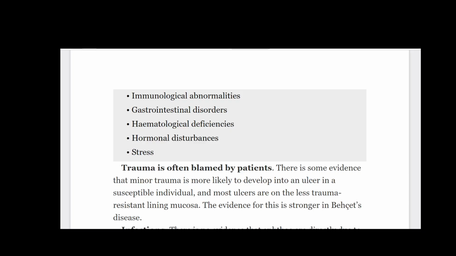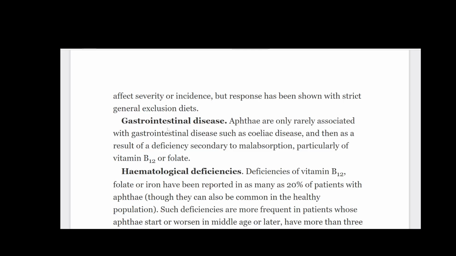It is possible that gastrointestinal effects of food allergy could cause mild deficiency states and that these could predispose or worsen pre-existing aphthous stomatitis. Dietary elimination of individual suspected allergens has not been shown to affect severity or incidence, but response has been shown with strict general exclusion diets. Gastrointestinal disease. Aphthae are only rarely associated with gastrointestinal disease such as celiac disease, and then as a result of a deficiency secondary to malabsorption, particularly of vitamin B12 or folate.